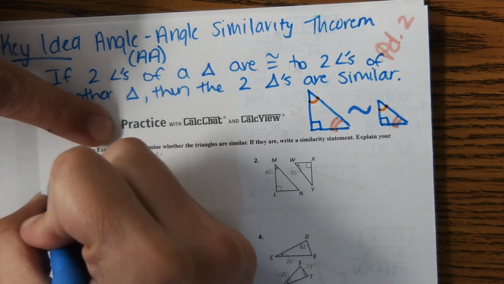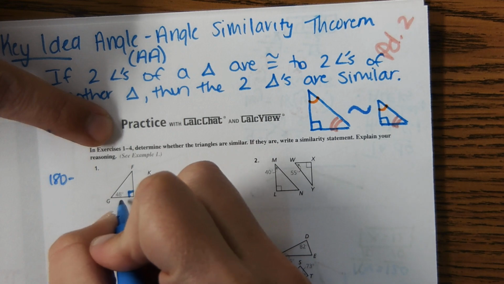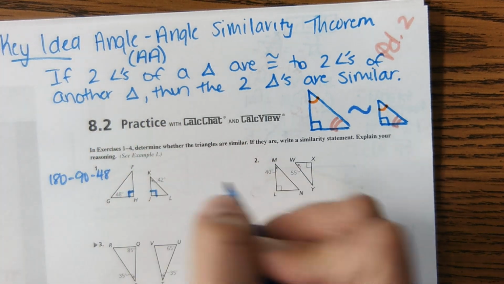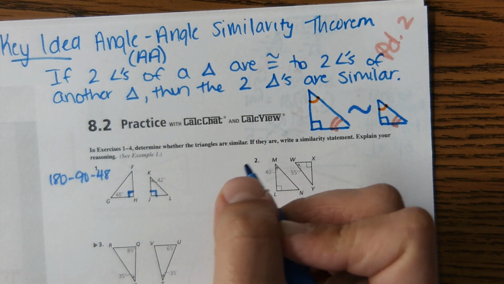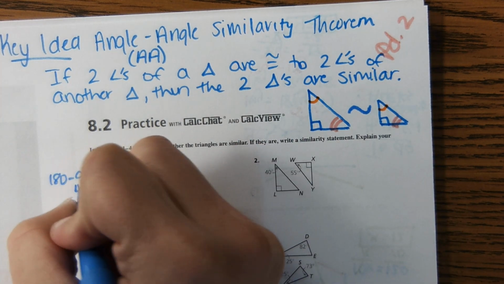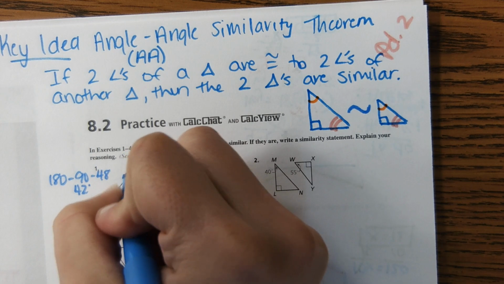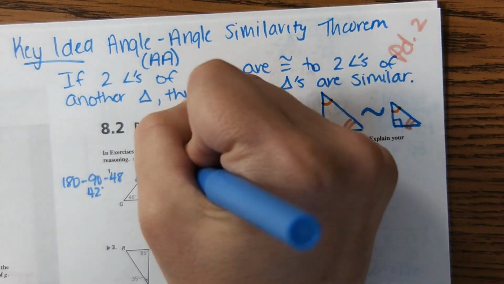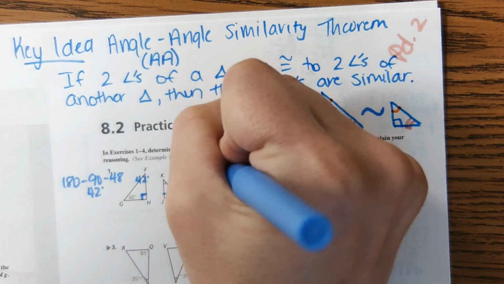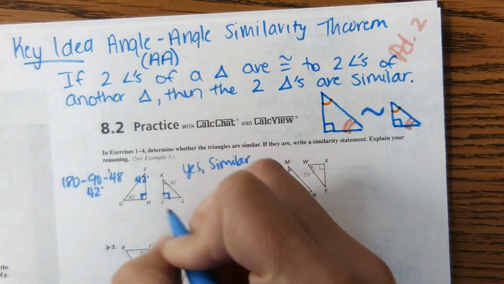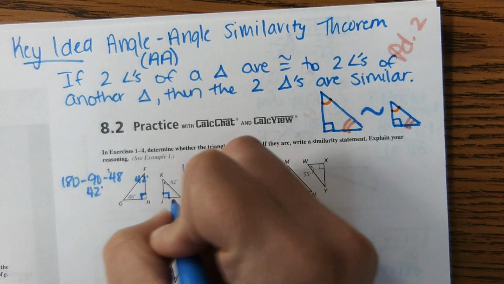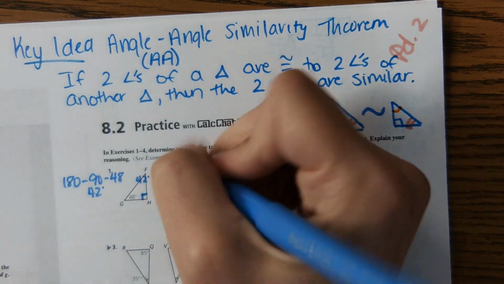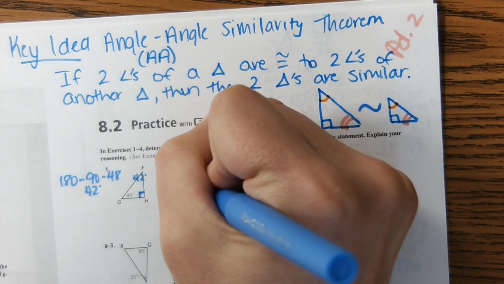So to find that out, we just do 180 minus the 90-degree angle minus 48. You plug that in a calculator, and it does come out to 42. So this is 42 degrees. And since you have two angles that are in common, yes, these are similar. And essentially, if you did 180 minus 90 minus 42, you would also get 48, and the angles all match. Yes, similar, because the angles do match.